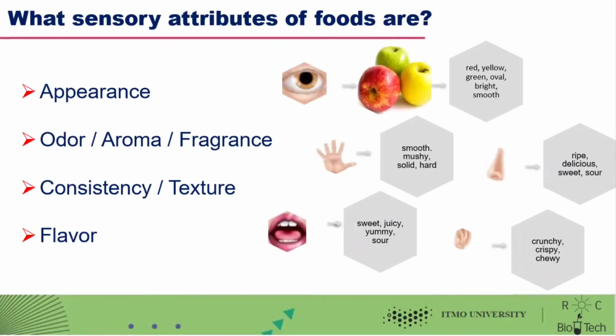So, what are sensory attributes of foods and how are they connected with human senses? There are four main attributes or indicators for sensory analysis, such as appearance, odor or aroma or fragrance, consistency or texture, and flavor. Sometimes these attributes can be presented as a mix of them in different options.